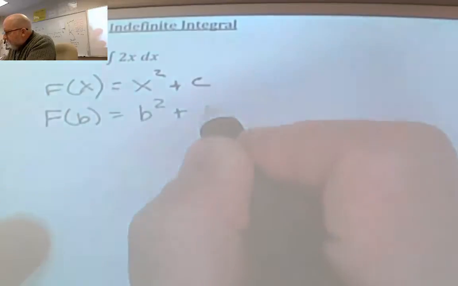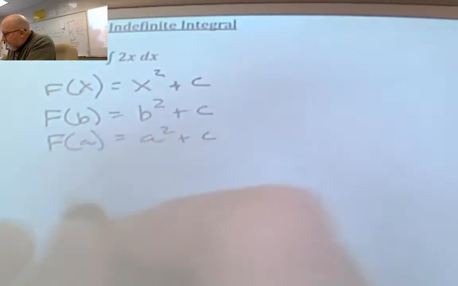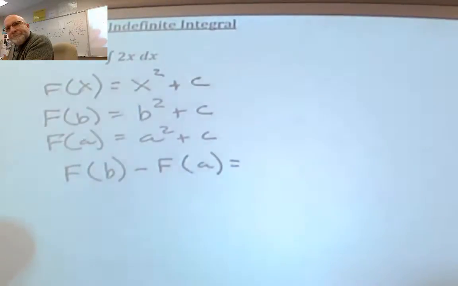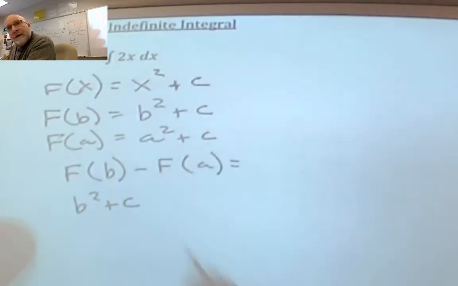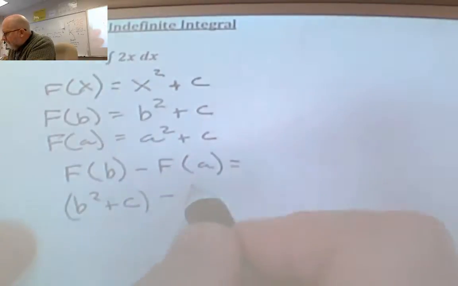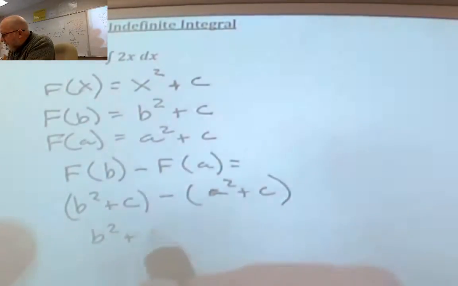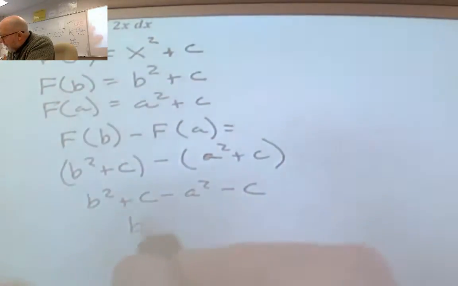Okay. So I'm going to have you put B in here and tell me what you would get. Perfect. And then I'm going to have you put A in here and tell me what you're going to get. Perfect. And then I'm going to have you take F of B minus F of A and tell me what you get. So this would be B squared plus C, correct? I'll put in parentheses, minus, in parentheses, A squared plus C. Would you agree? And then I get B squared plus C minus A squared minus C. Would you agree with that? Because I got to distribute that minus sign. What's my final answer there? Right. B squared minus A squared. Perfect.